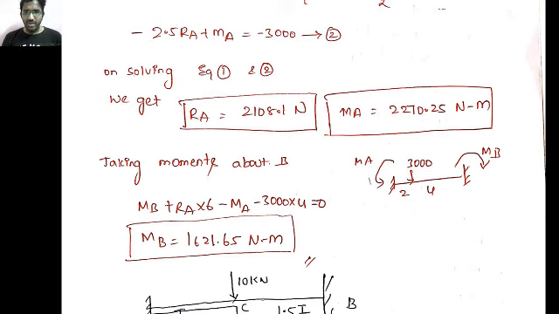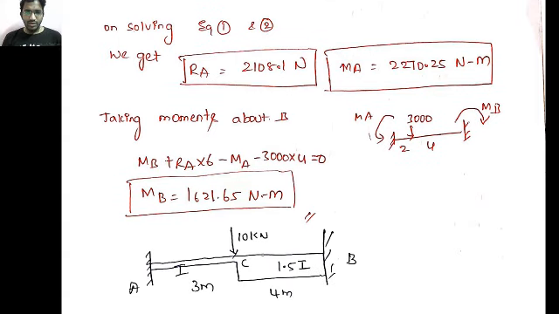Taking moments about B is equal to 0. What are the moments at the point B? MA is anti-clockwise, and MB is clockwise, along with the reaction at point A, RA into the entire distance, and 3000 into 4. So finally I got MB is equal to 1621.65 newton meter. Okay, so this is the calculation process to find the fixed end moments of a given problem.